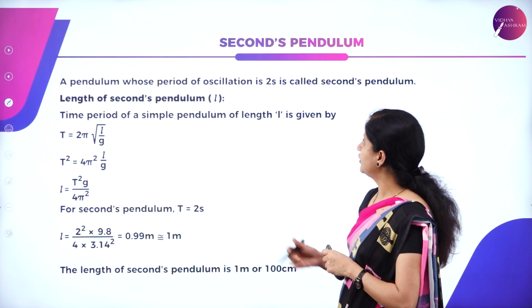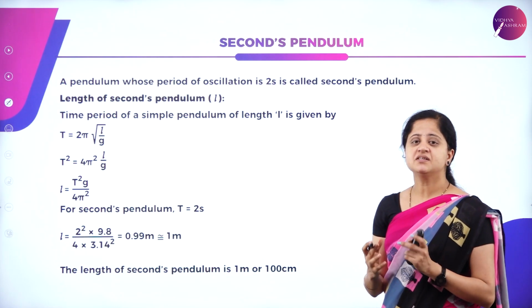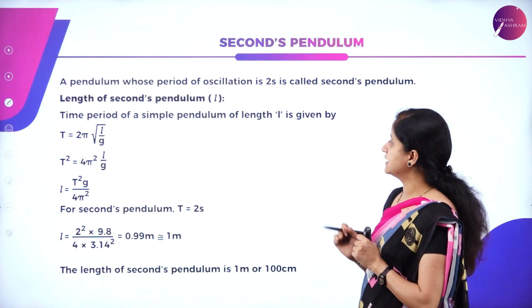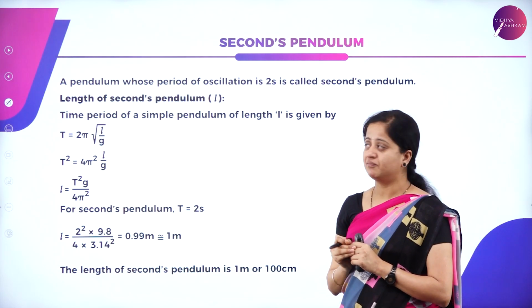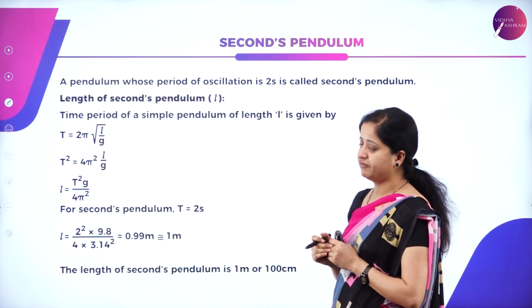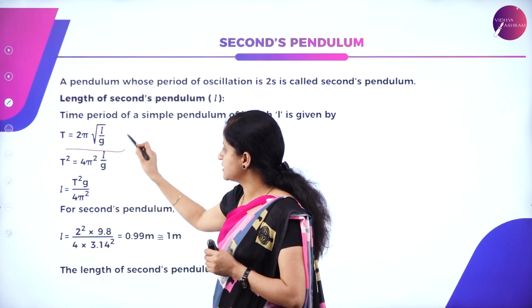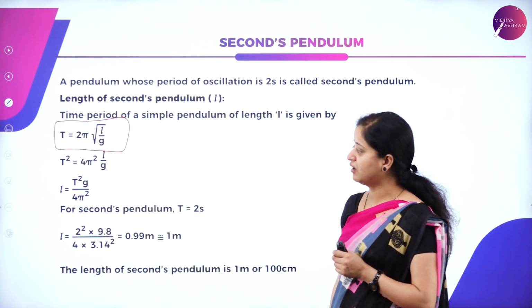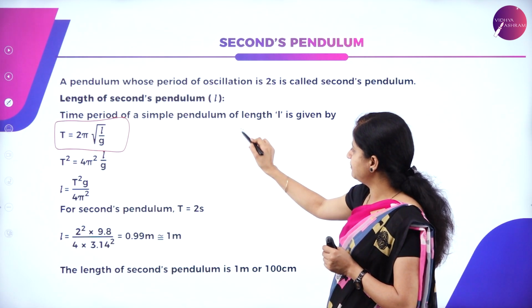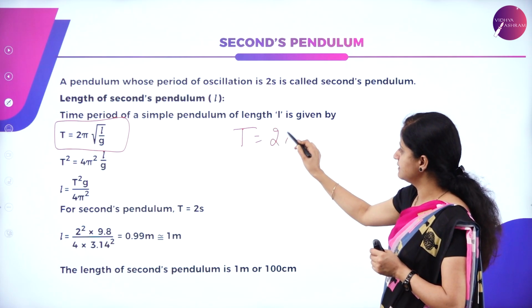So next we'll move on to seconds pendulum. What is the meaning of seconds pendulum? A pendulum whose time period is 2 seconds is called a seconds pendulum. We can find the effective length of a seconds pendulum. So how to find that? With the help of our time period expression. We have T is equal to 2 pi root of L divided by g. The pendulum whose time period is 2 seconds is a seconds pendulum.